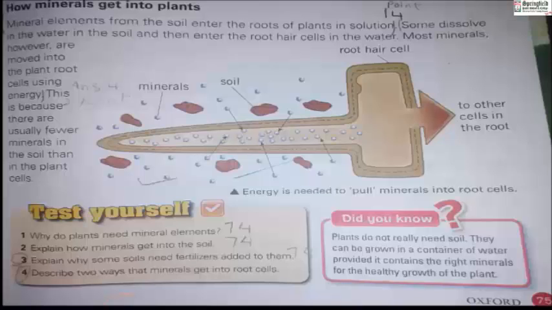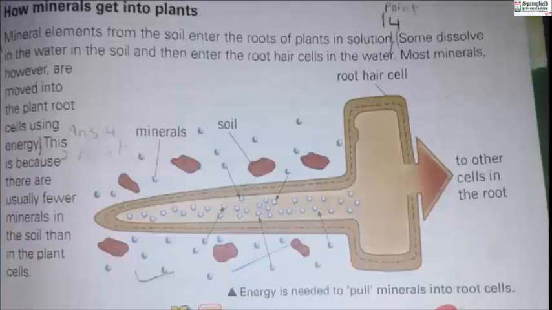Next topic is how minerals get into the plants. Mineral elements from the soil enter the roots of the plants in solution. Some dissolve in the water in the soil and then enter the root hair cells in the water. Most minerals, however, are moved into the plant root cells using energy. This is because there are usually fewer minerals in the soil than in the plant cell.